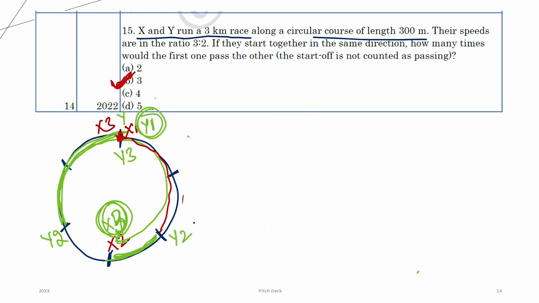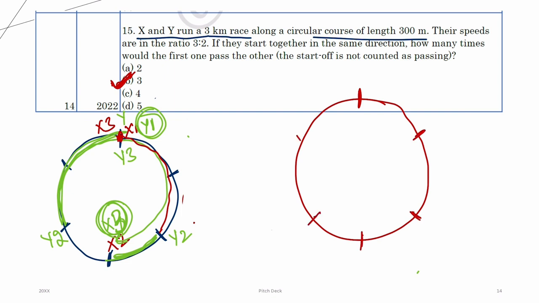Again, I'm going to make a figure. Why am I confused? Because let's start here, right? This is where X and Y started. This is where Y is, and this is where X is, right? After that, Y was here and X came here, right? Then after that, this is where X is, right? This is X1 and this is X2.